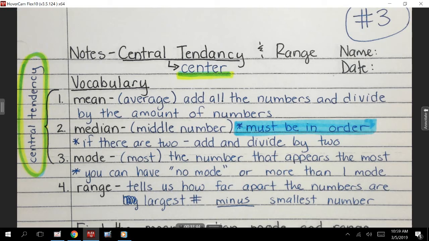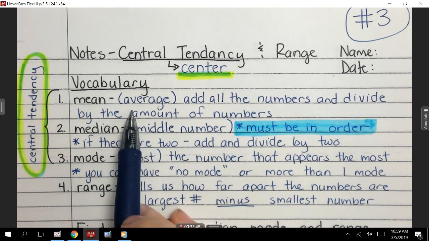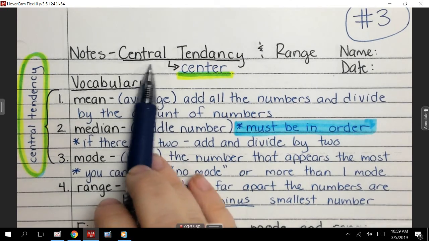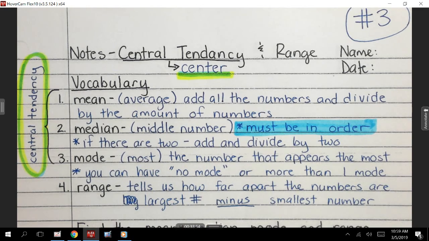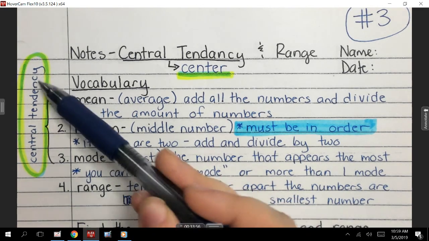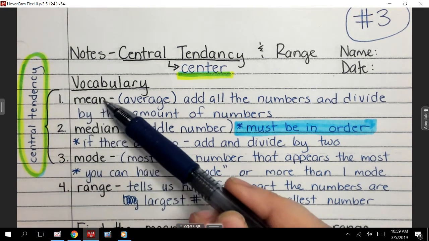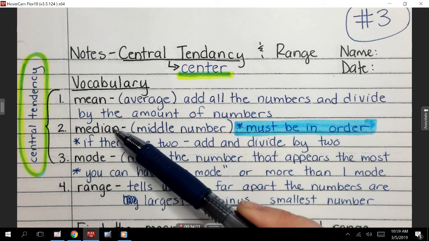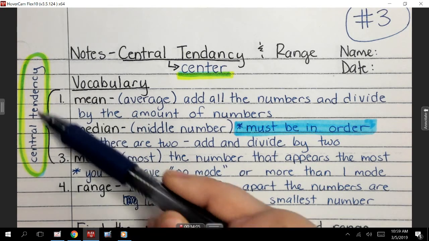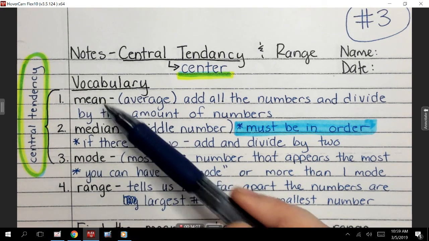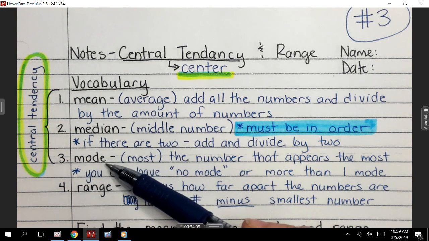All right, on the vocabulary. The mean, we talked about this yesterday. So central tendency is finding the center. There are 3 different ways to find the center in statistics. Central tendency can be the mean, it can be the median, and it can be the mode. So whenever you hear the word central tendency, I want us to think mean, median, and mode.